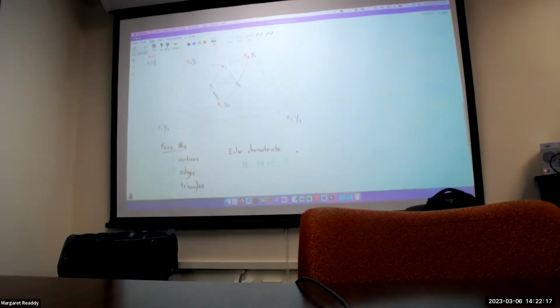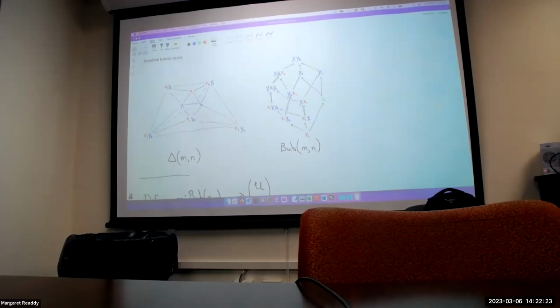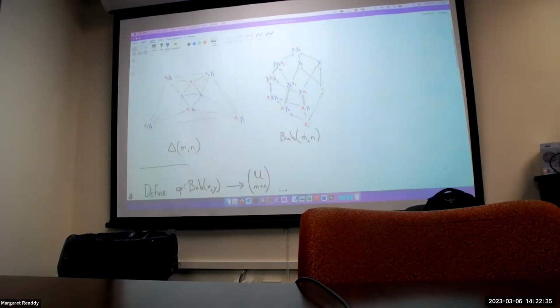Okay, so what does this complex have to do with the bubble lattice? Well, it's really kind of dual in some sense. The maximal faces, these triangle faces in this complex, are in one-to-one correspondence with the elements of the bubble lattice. And the cover relations in the bubble lattice correspond to seeing adjacent facets, adjacent triangles in the complex.